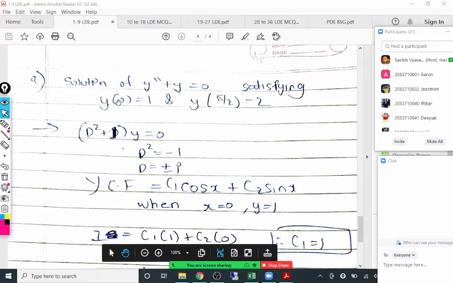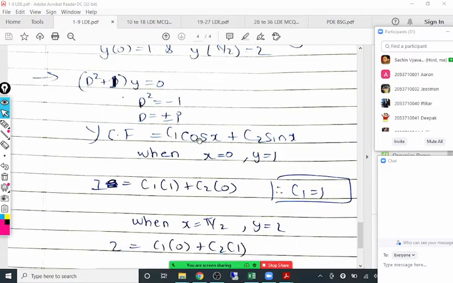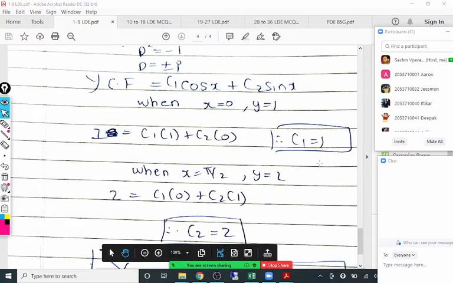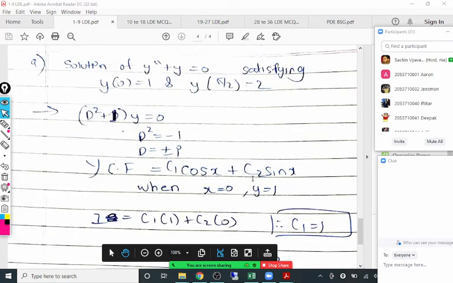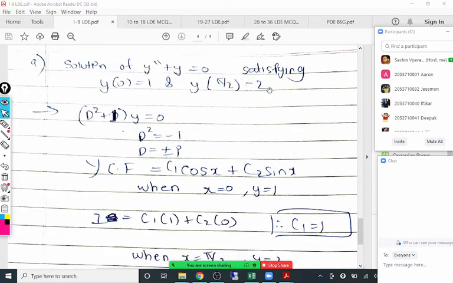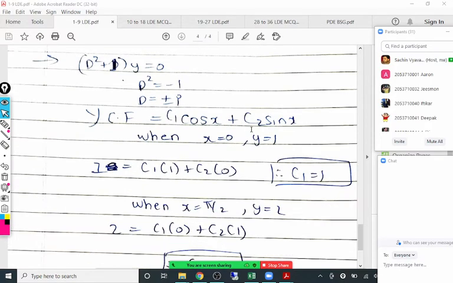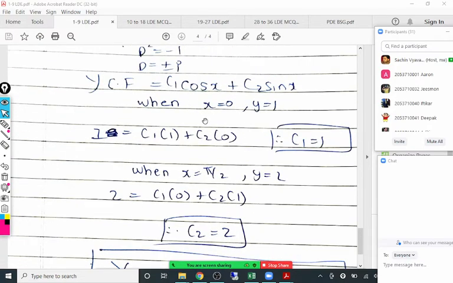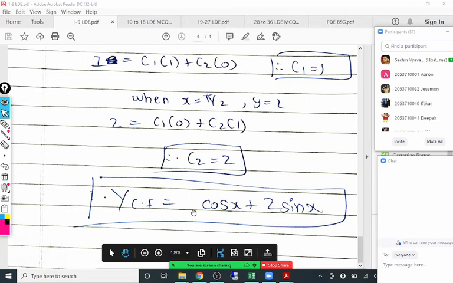So the first condition says when x is 0, y is 1. That's written here: y(0) = 1 means at x = 0, y is 1. If we replace x = 0 and y = 1, cos 0 is 1, sin 0 is 0, we get c1 as 1. But the second condition is when x is π/2, y is 2. So when we replace x by π/2 and y by 2, we get c2 as 2. And if we replace these values, we get a particular solution as cos x + 2 sin x.